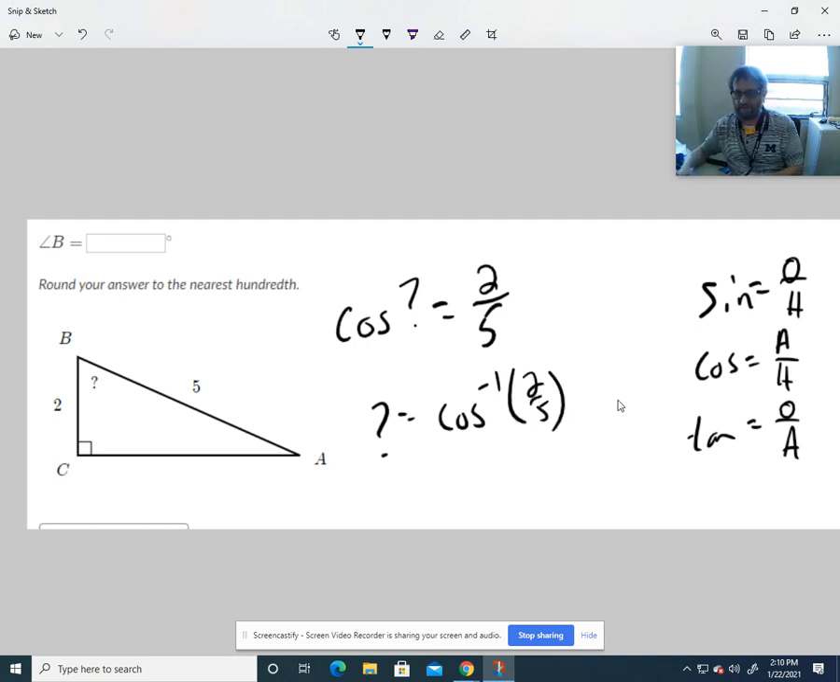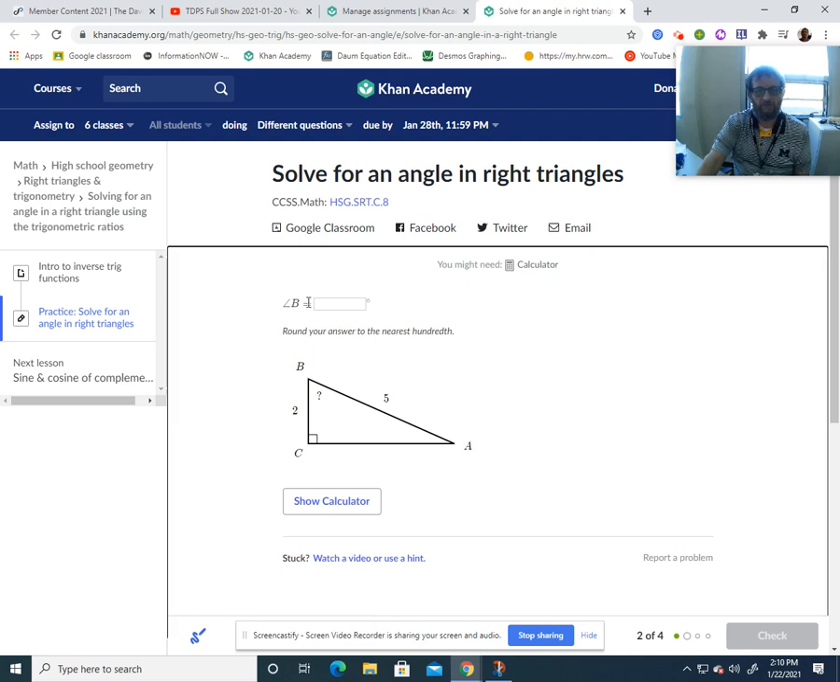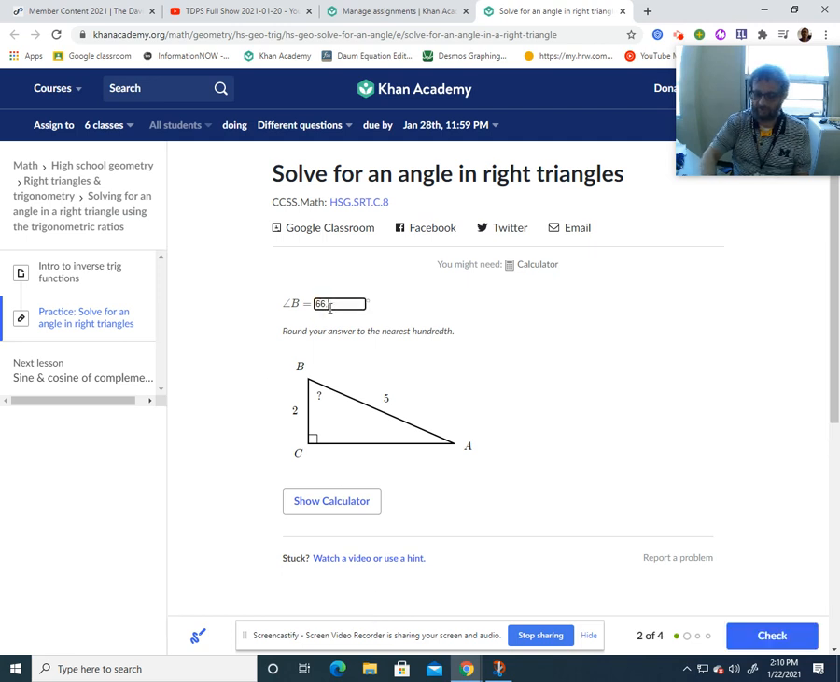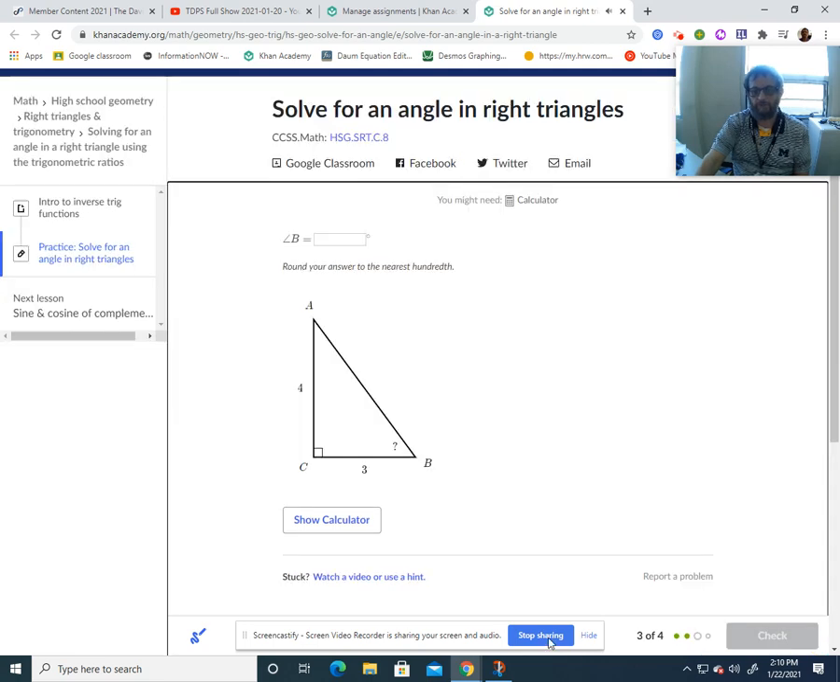Now I would leave it just like that. As I told you, I'm not a big fan of typing it in the calculator, but they wanted us to estimate it, so that's what we're going to do. I'm going to get 66.42 when I type that in my calculator. So I'm going to come over here and type in 66.42. Well, we're 2 for 2.